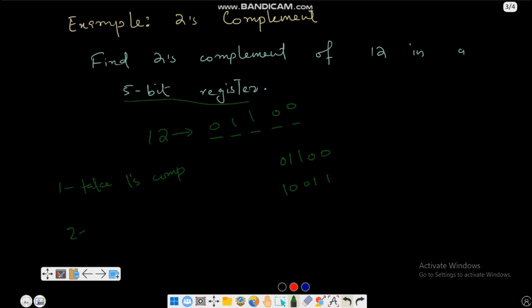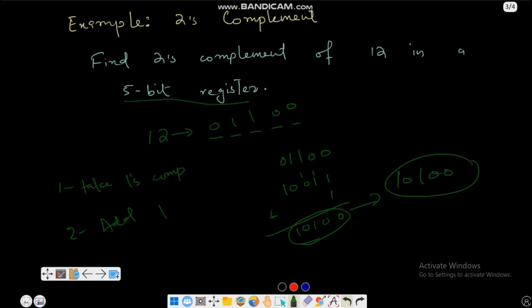The second step is to add 1 to that number. Simply I need to add 1 here. 1 plus 1 will be 0, 1 will be carried here, 1 plus 1 will be 0 again, 1 will come here, 1 plus 0 is 1, and the remaining bits stay in their places. So this 1 0 1 0 0 is the 2's complement of 12.